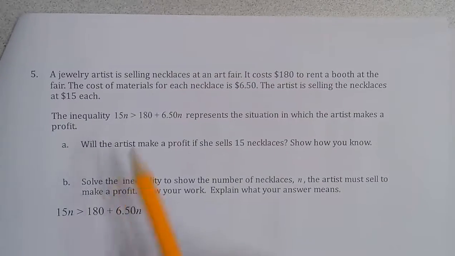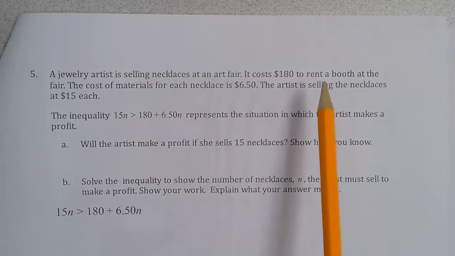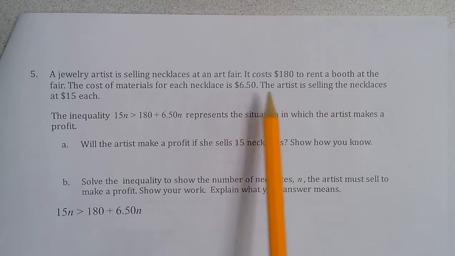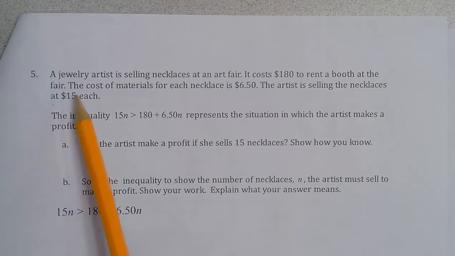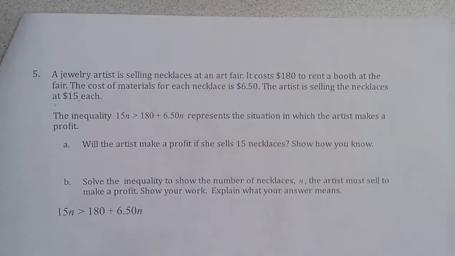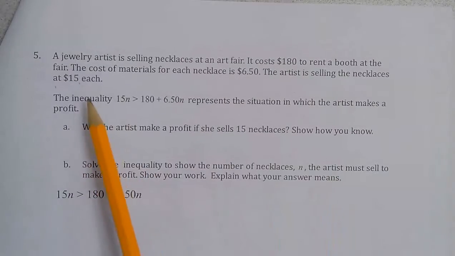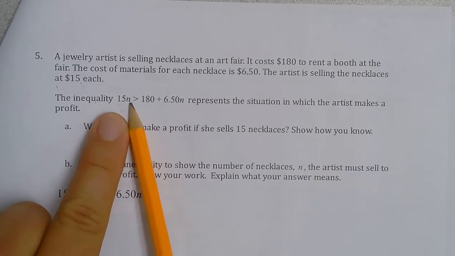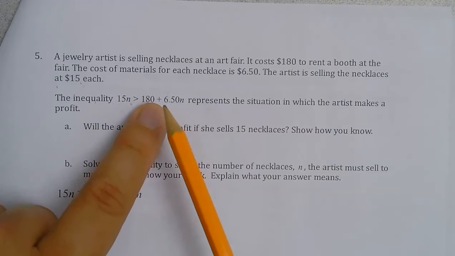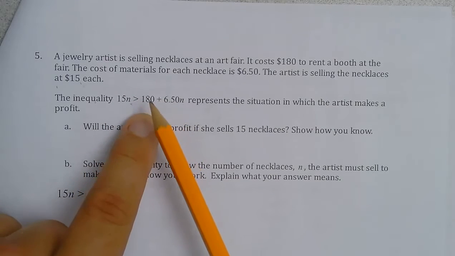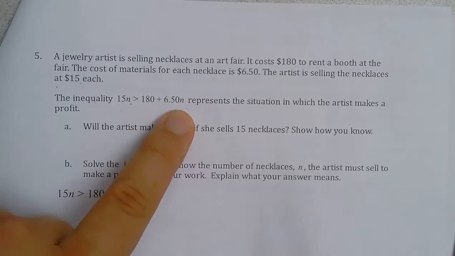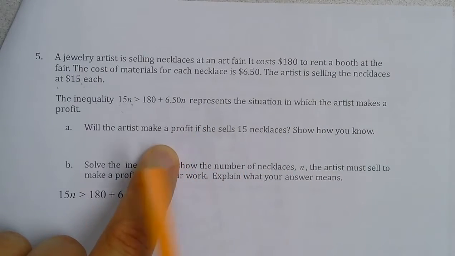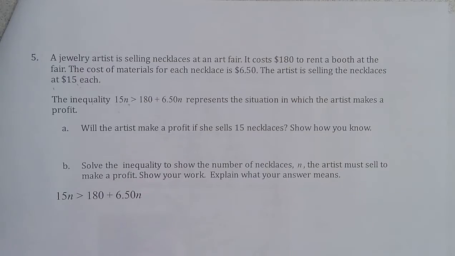So here, a jewelry artist is selling necklace at an art fair for $180. The cost of materials is $650, and the artist is selling them for $15 each. So here with the inequality, 15 times n, again, that is how much you're selling them for, has to be greater than your cost, which is 180 plus 650 times n. So will you make a profit if you sell 15 necklaces?